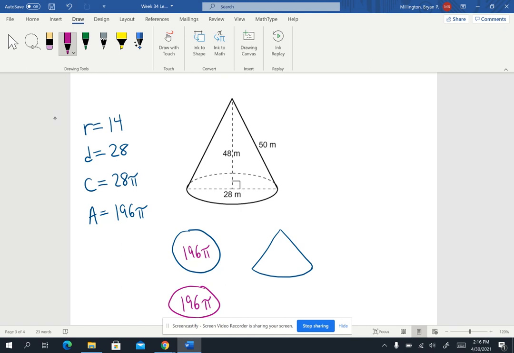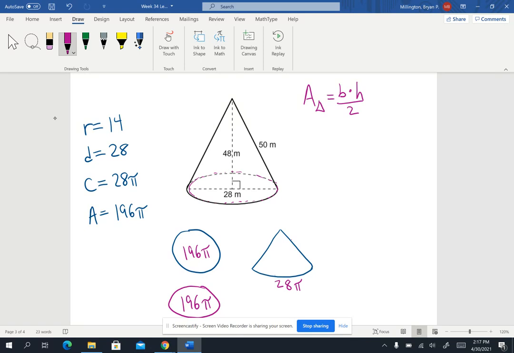Remember, area of a triangle is base times height divided by 2. So for this lateral piece of the cone, the base is the bottom part here. And if you think about it, that would just wrap around the whole circle on the base. So the lateral part down here, the base of that is the circumference. It's always whatever the circumference is. So in this case, it's 28 pi.